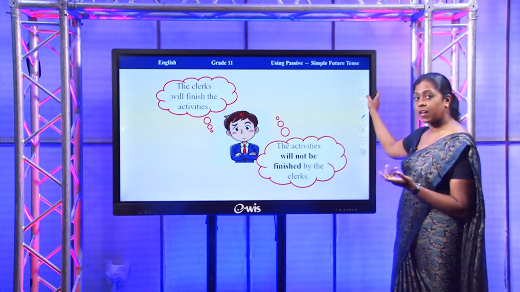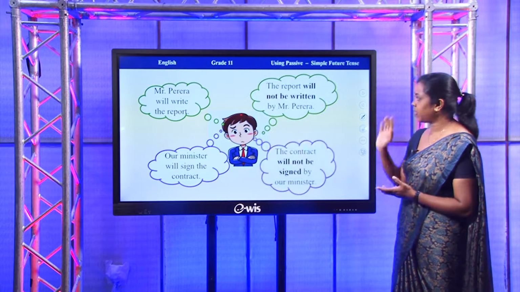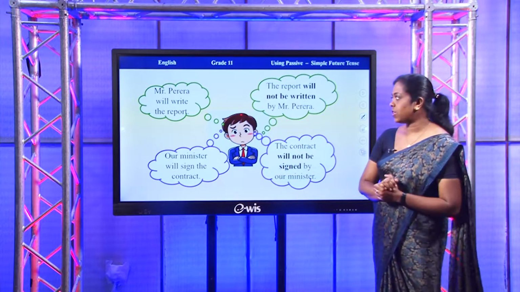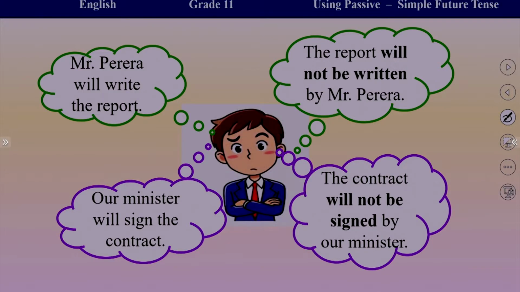The first one I have already discussed with you. And here comes the second and the third sentences. Mr. Pereira will write the report. The report will not be written by Mr. Pereira. Right? Negative and passive. Our minister will sign the contract. So you know, if it is the negative, our minister will not sign, and the passive form of that is the contract will not be signed by our minister.